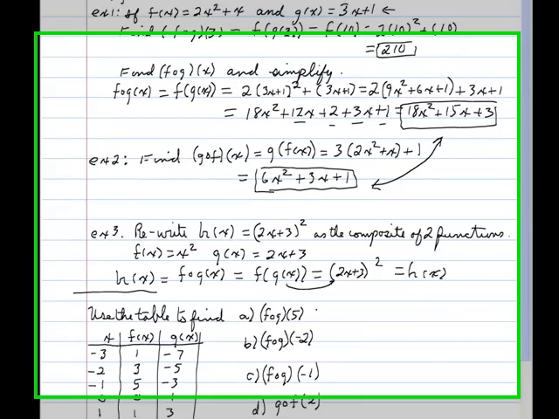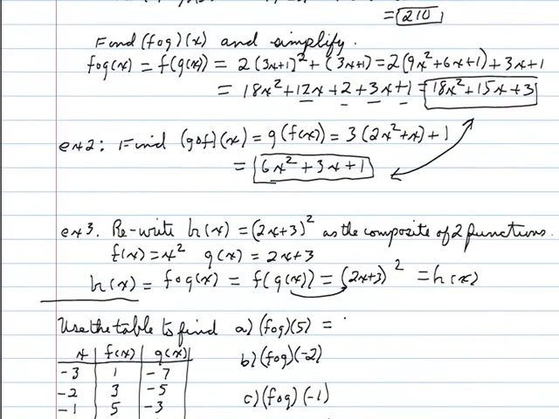So let's get started. The first one wants f∘g of 5, so that's f of g of 5. So we need to know what g of 5 is, so we look up x equals 5. Well, holy moly, x equals 5 doesn't appear. That is the part of the definition that says x has to be in the domain of g. Here x is not in the domain of g, so no answer, or you could have said undefined.